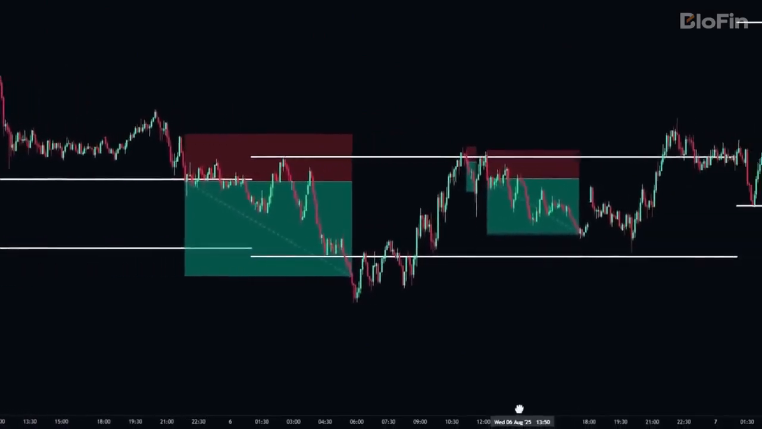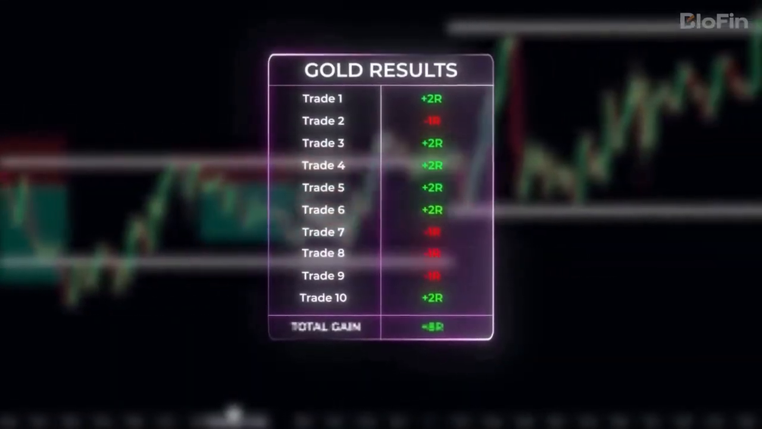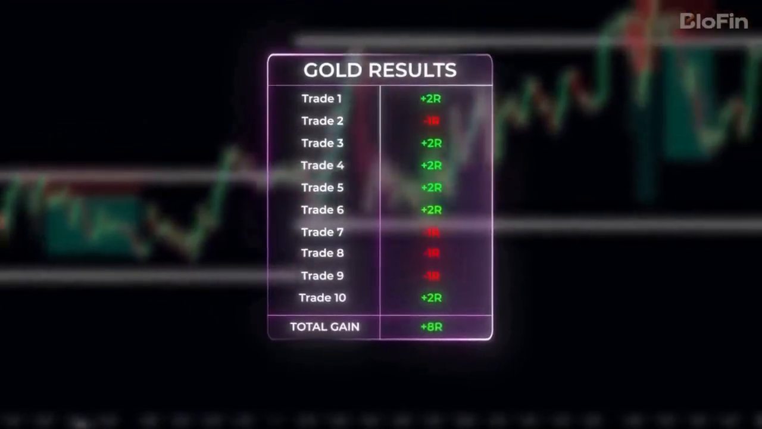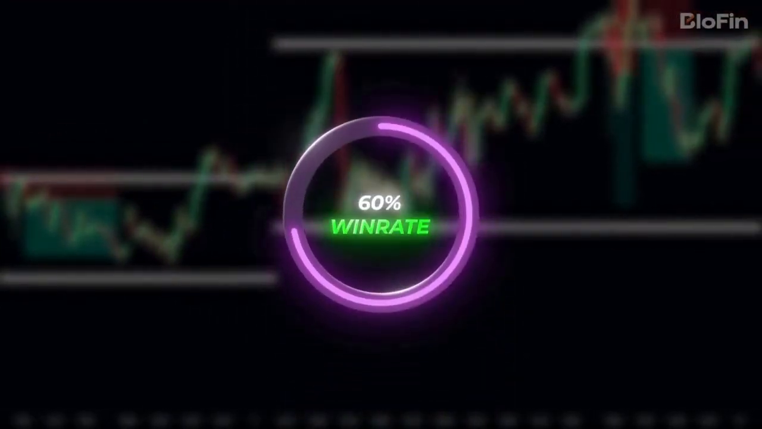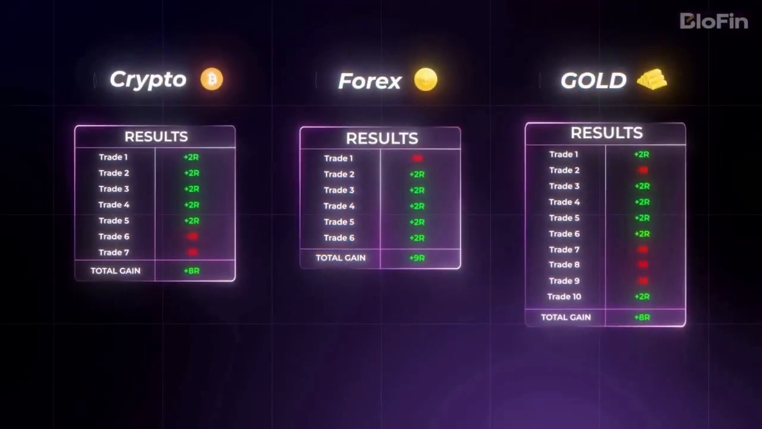Out of 10 trades we took on gold, the strategy gave us 6 wins and 4 losses, with a total of 8R gained. That equals a 60% win rate, which again is a very solid return. So those are proof that the simple 4-hour range strategy works extremely well, even when traded on different markets.